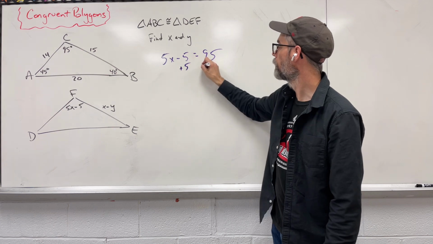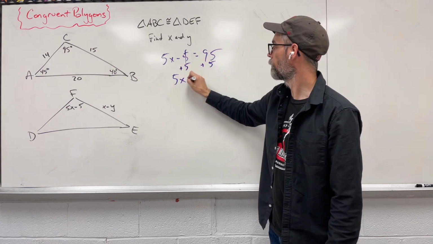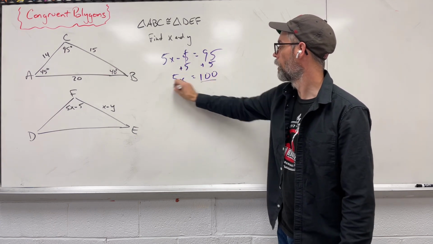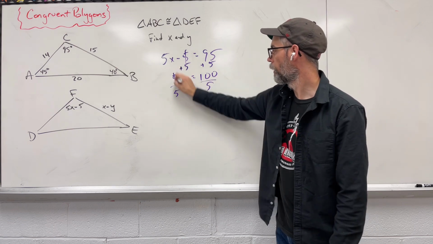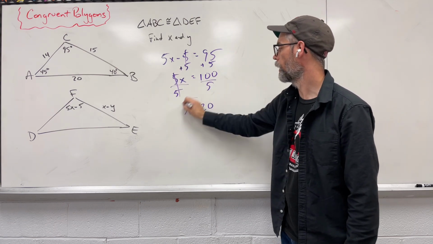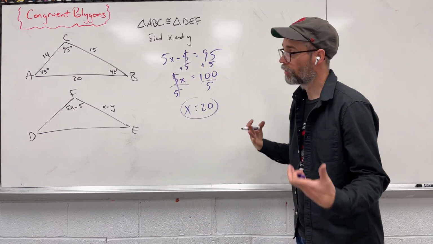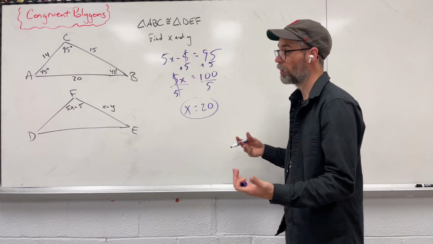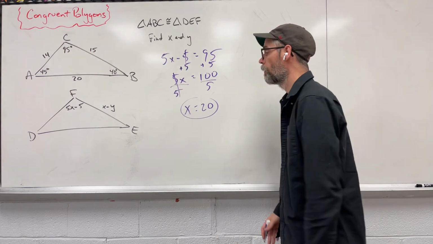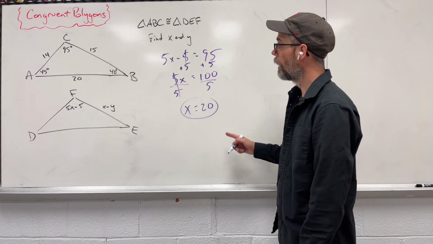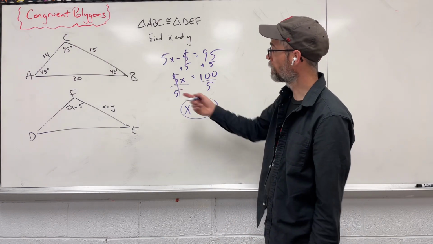So we add 5, giving us 5x equals 100. Divide both sides by 5, and x is 20. Great. So I can take that, I can plug it in there. If I were to check it out, 5 times 20 is going to be 100, minus 5 gives us that 95. So it works out.